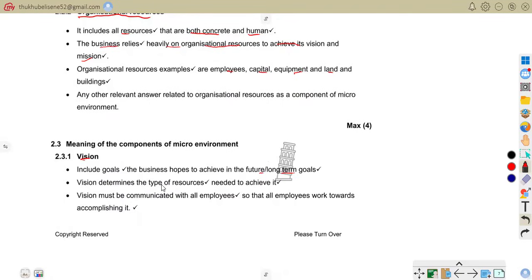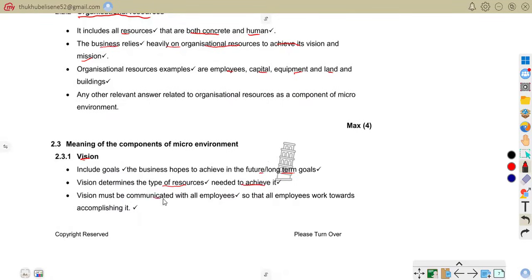Also, vision determines the type of resources needed to achieve it. Meaning to say the vision guides what resources are required. For example, a tech company vision needs skilled IT staff. Those are the resources that it needs: employees who are competent to do that task.